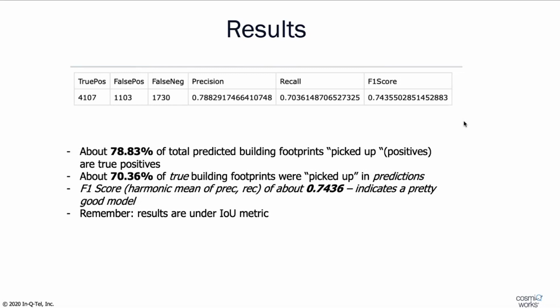Once again, we want to remember that these results are under the IOU metric, which means that we were penalized only for completely missing building footprints and not for only partially detecting building footprints.